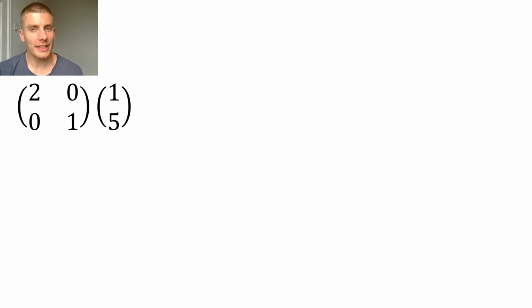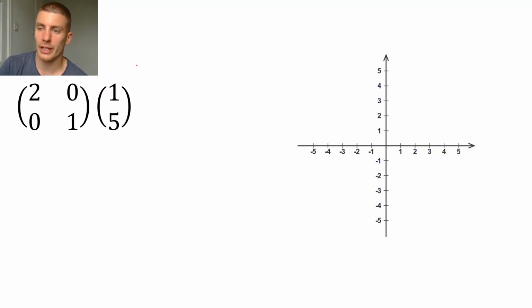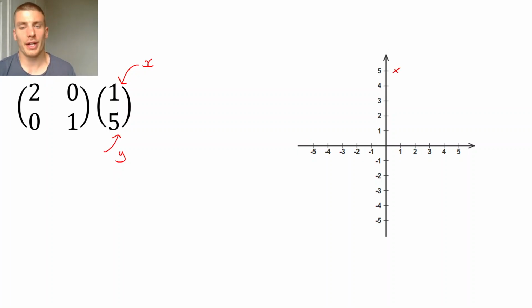Now, to consider matrix transformations, we're going to consider this 2 by 1 matrix as a coordinate. Where the top number, the 1, is the x coordinate, and the bottom number, the 5, is the y coordinate. And you can go and plot this onto your grid. So you're going 1 across and 5 up, which is going to go over here. I'm going to go and label this point, this coordinate, let's go and call it point A.